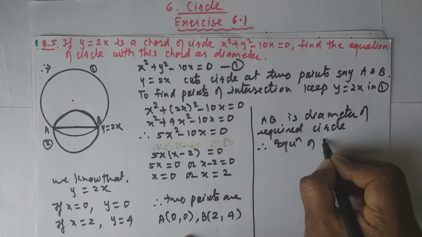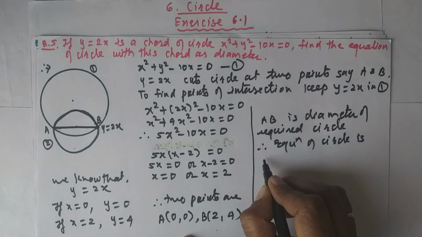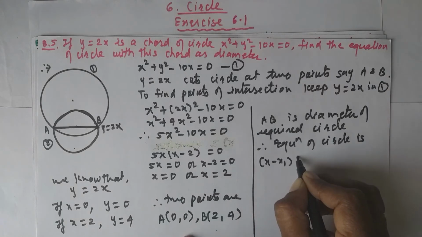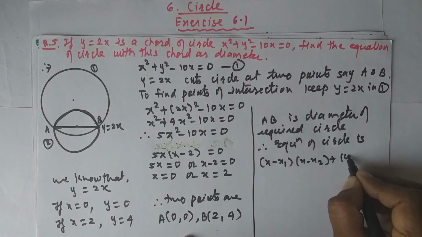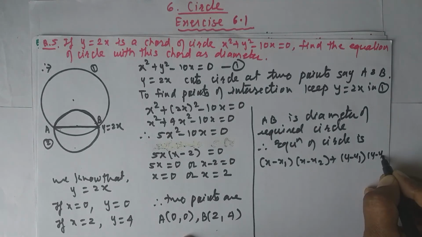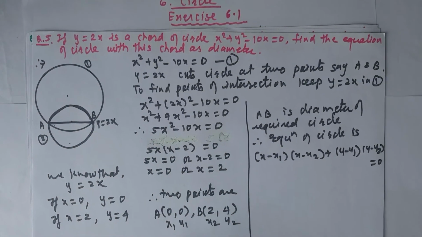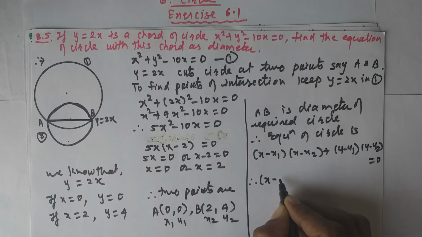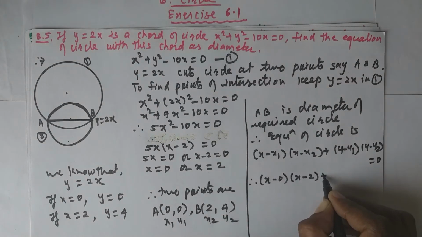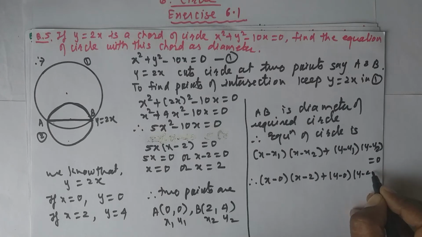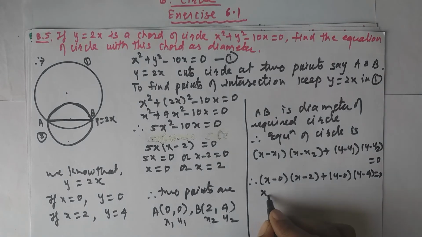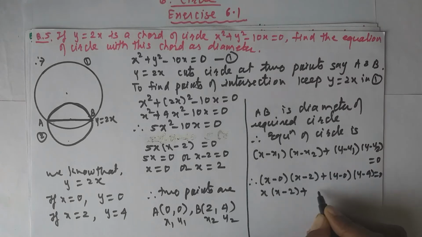Therefore, the equation of the circle is, and what is the diameter form? The diameter form is (x minus x1)(x minus x2) plus (y minus y1)(y minus y2) is equal to 0. This is the equation of a circle in diameter form. Suppose this point is (x1, y1) and this point is (x2, y2), and keep these values. Therefore, (x minus 0)(x minus 2) plus (y minus 0)(y minus 4) is equal to 0. Means this is x into (x minus 2) plus y into (y minus 4) is equal to 0.